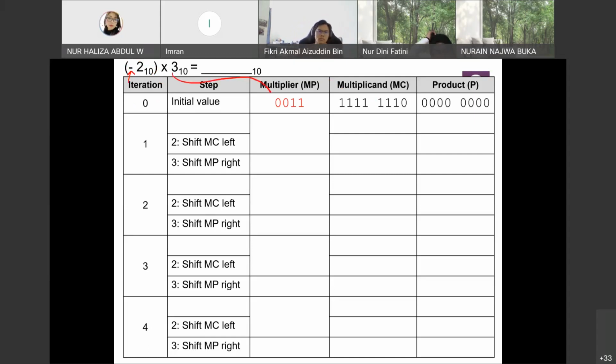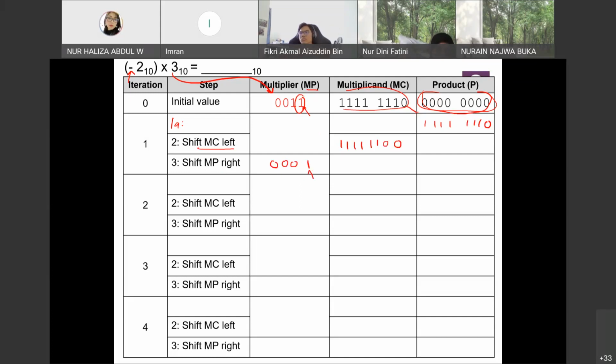This is 3. And our product initially will be 0. Look into bit 0 of MP. If it is 1, there is a 1A. What happens? You add this to the product. You get the answer 1111 1110. Then what are you going to do? Shift. 1111 1100. Here you move to the right, 0001.